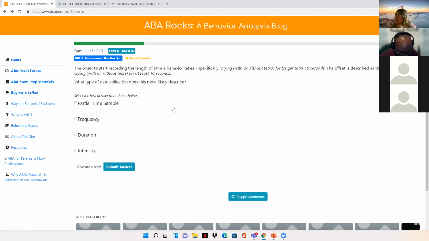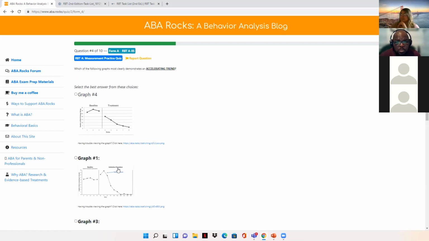So that's the only one that's really tracking time. Partial time sample, that one is a discontinuous measurement. That one really doesn't have anything to do with onset offset. Frequency is just taking a tally. Duration is the only one that's really taking time. So duration wants to tell us how long something happens, but we have to know the onset offset. So your operational definition has to give you that onset offset. Intensity is just how intense the behavior is, and that really has no onset offset. So you're right. Duration. Woohoo!